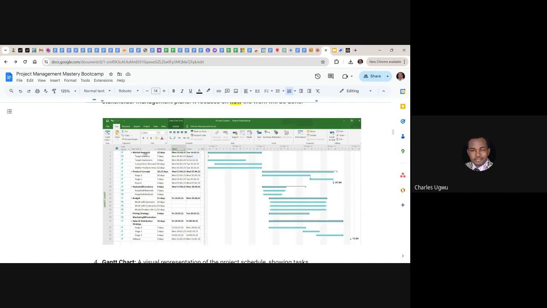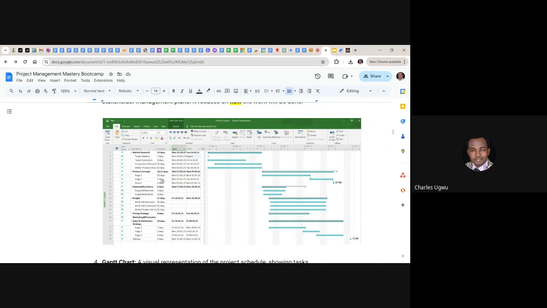But within market research, there are a lot of activities, like target market, target customer. And so you need to start apportioning resources. How many days do you give to this? How many days do you give to that? So that is how the project plan works.